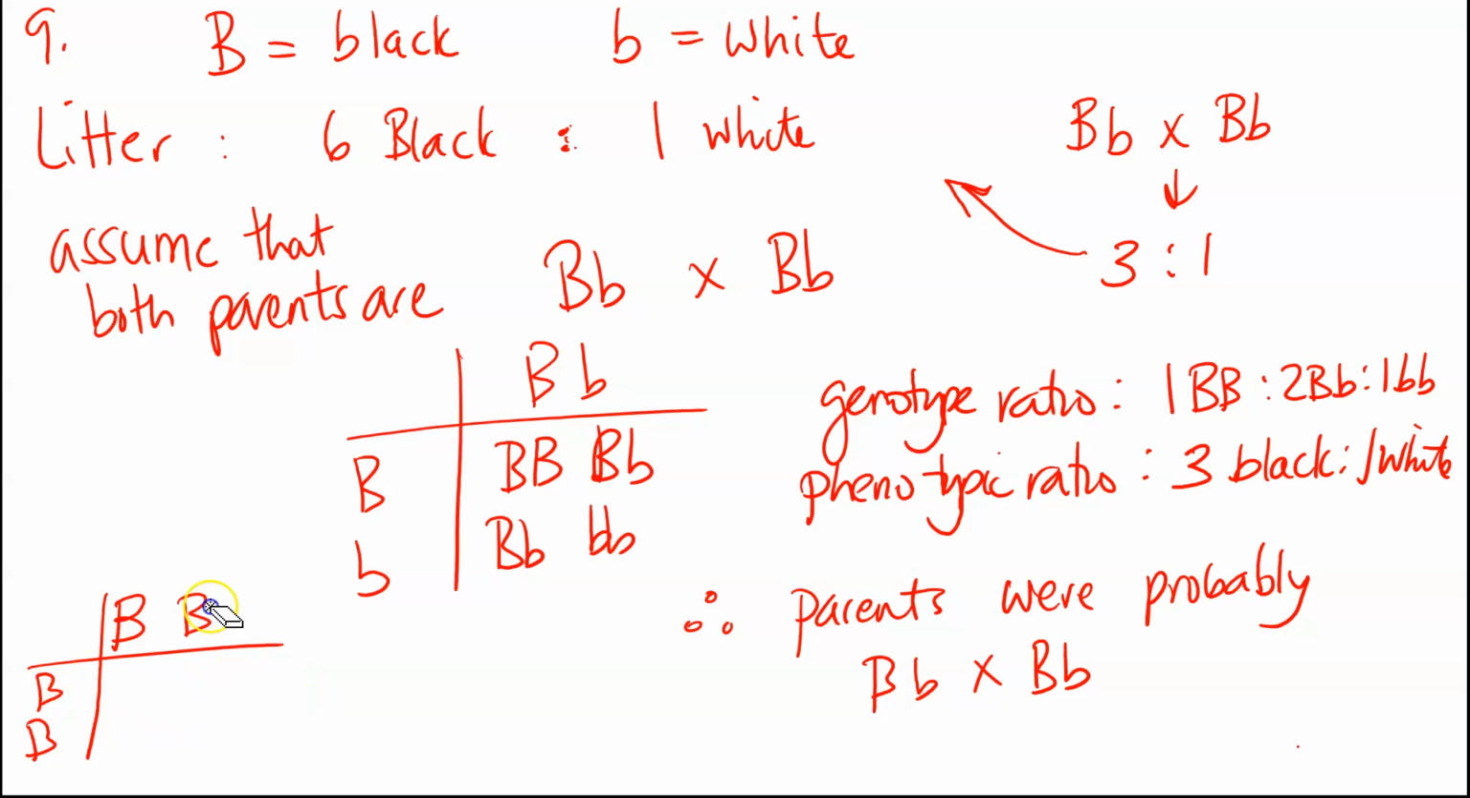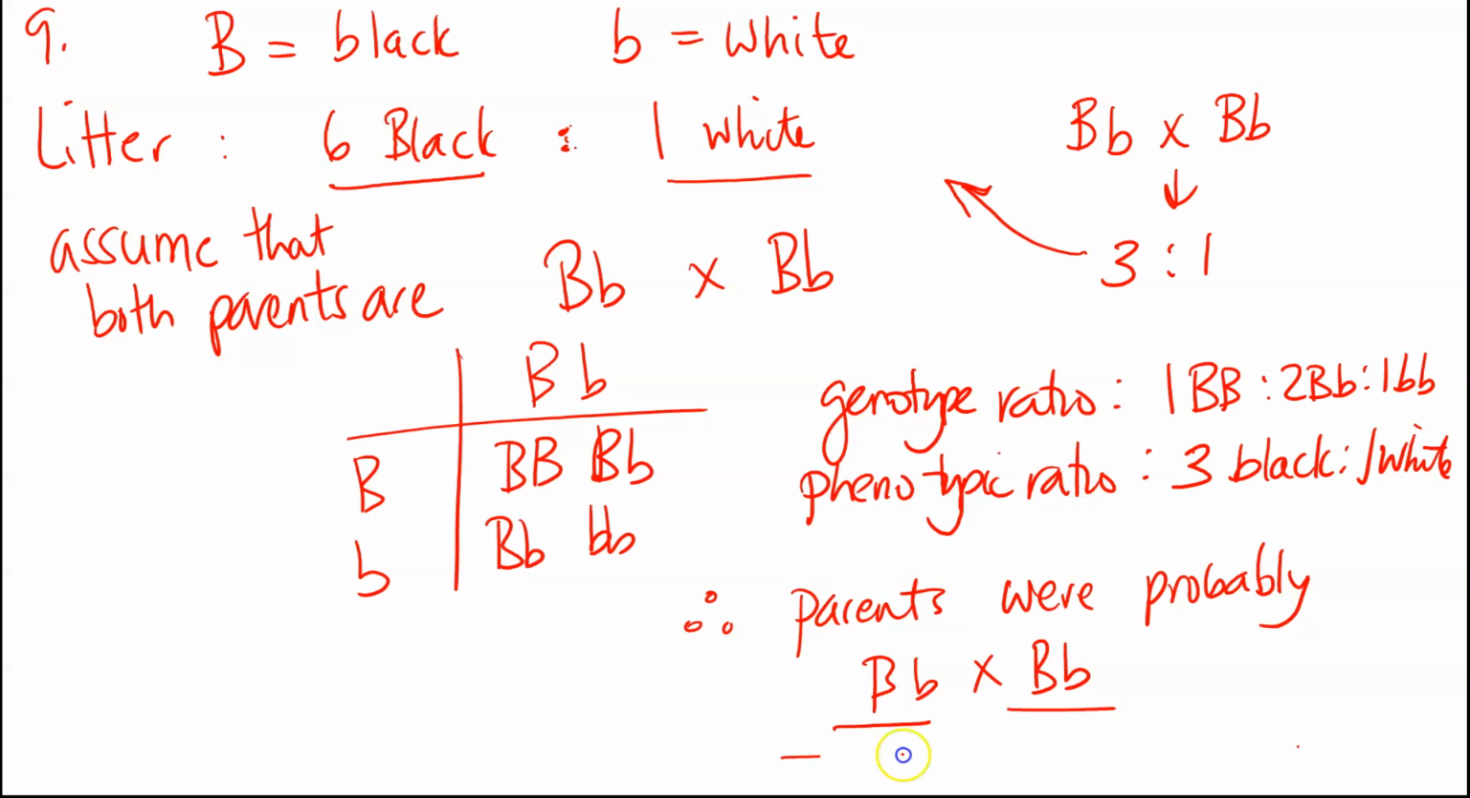So the heterozygous condition, where both parents are heterozygous, big B, small b, is the only way that you're going to have a litter that has mostly black offspring, in this case 6, to very, very few white offspring. Okay, so this is the most probable, the only genotypes that work.